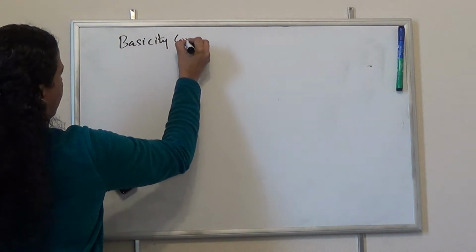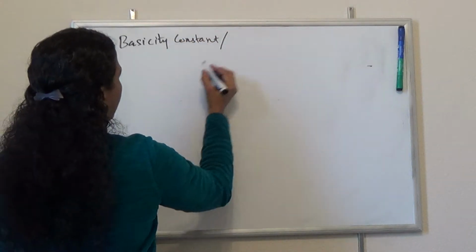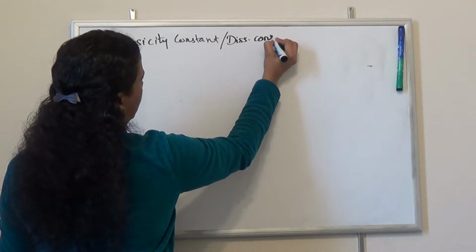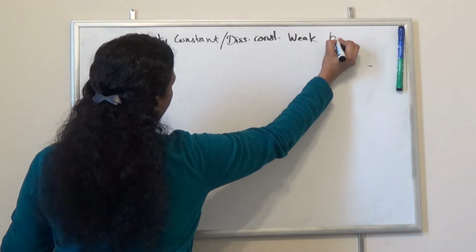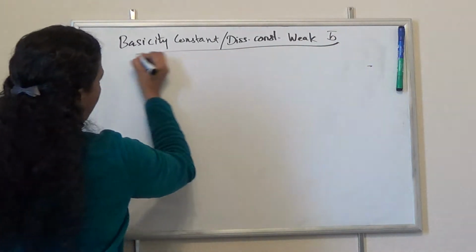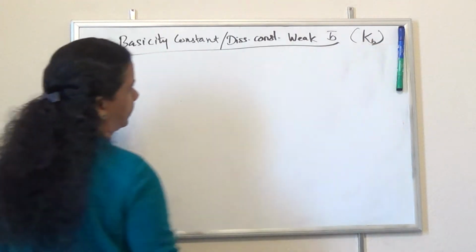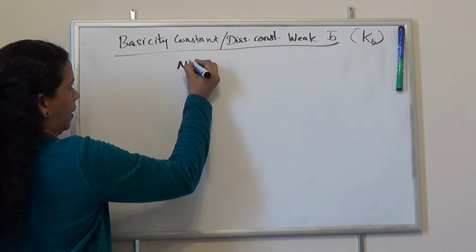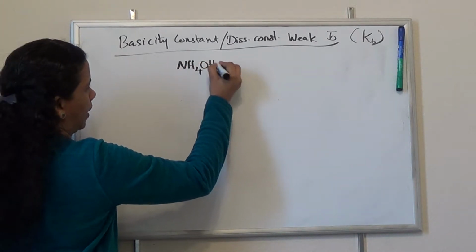Basicity constant or dissociation constant for a weak base, represented by Kb. So consider a weak base, that is ammonium hydroxide.